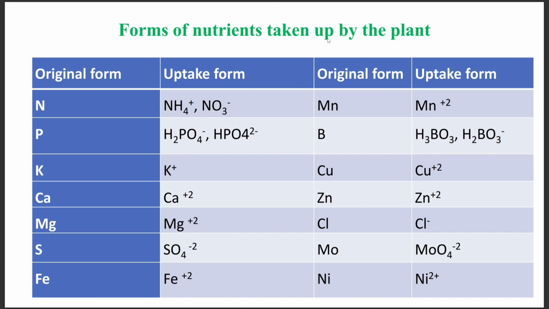Then there are different forms of nutrients taken up by the plants. This is one chart and this is another chart, don't get confused. Nitrogen can be present in ammonium form or nitrate form. Phosphorus is present in H2PO4 minus and HPO4 2 minus form. Potassium is present as K plus ion. So you have to know all that stuff. Just remember these things.